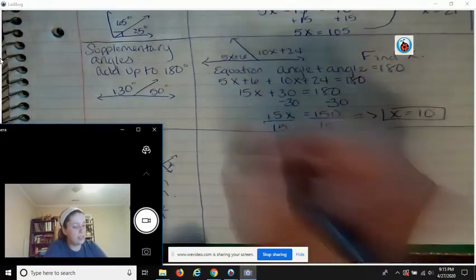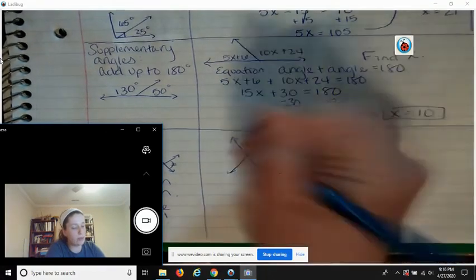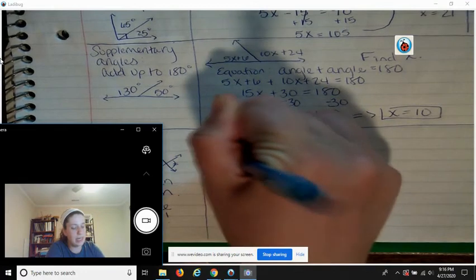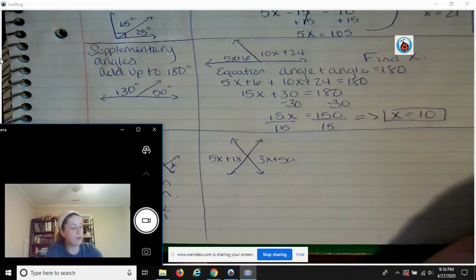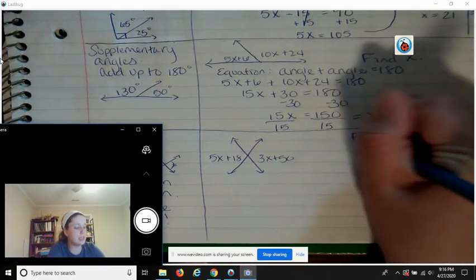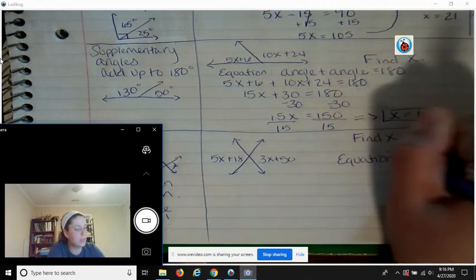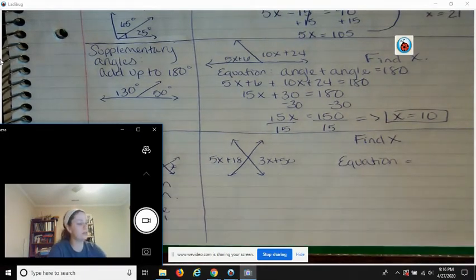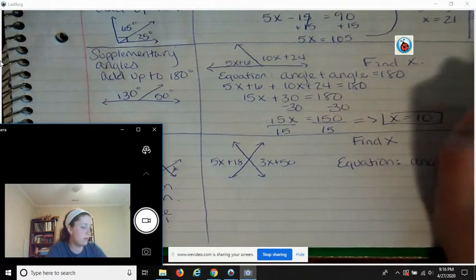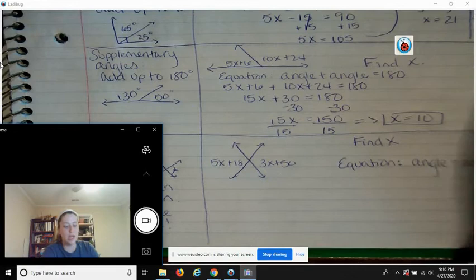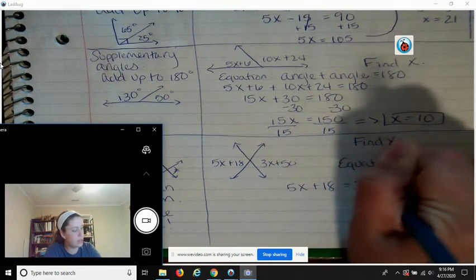Okay, so maybe this time you would be given two lines intersecting, making an X. We would be given maybe that this angle was 5x plus 18 and this angle was 3x plus 50. Okay, these are equal because they're vertical angles. Maybe the question asks us to find x. Our equation for this is going to be angle equals angle. Okay, so I'm going to set 5x plus 18 equal to 3x plus 50.